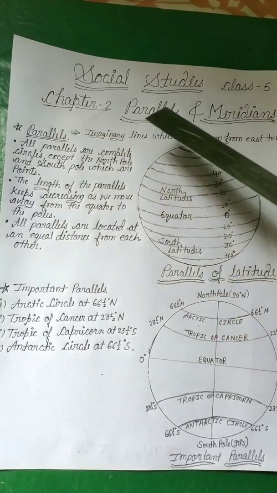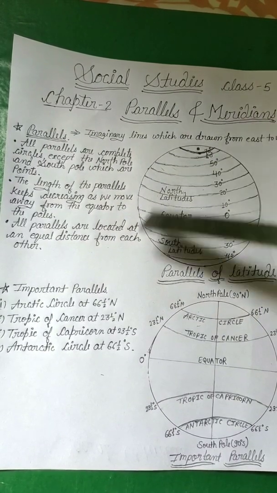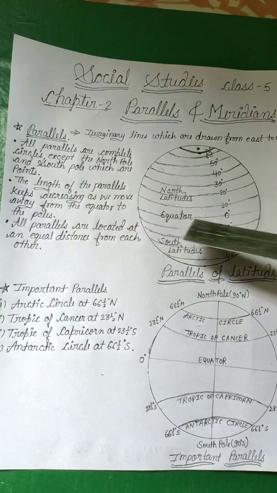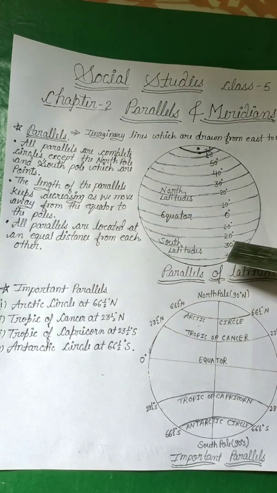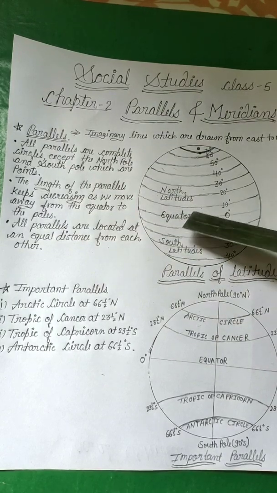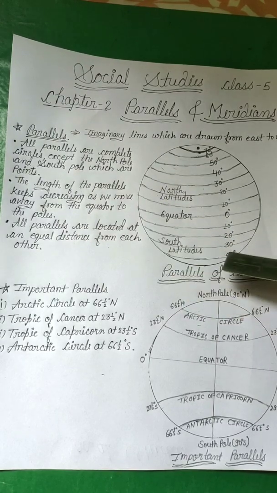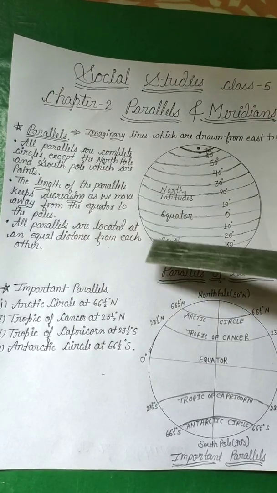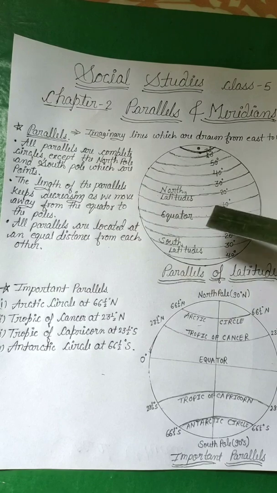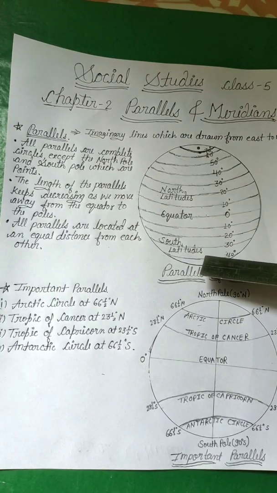So it's the second chapter, Parallels and Meridians. Now understand this diagram. Here you can see this is the equator, and it is drawn in the middle of the earth. Above the equator these are north latitudes, and below are south latitudes. Also, the equator divides our earth into two equal parts, the northern hemisphere and the southern hemisphere.